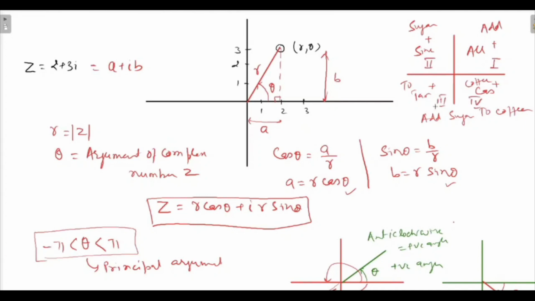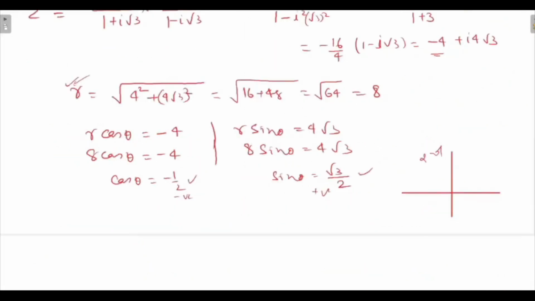So in first quadrant everything is positive. In second quadrant only sin and cosec are positive. In third quadrant tan and cot are positive. In fourth quadrant cos is positive. So I had sin theta as root 3 by 2 and cos theta as minus 1 by 2. So in which quadrant will my theta lie? It's going to be in the second quadrant, we know.